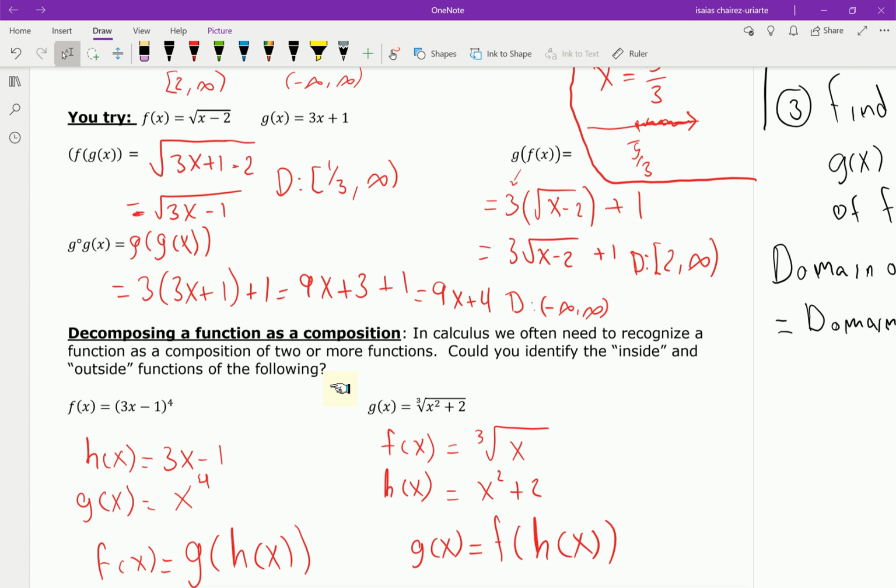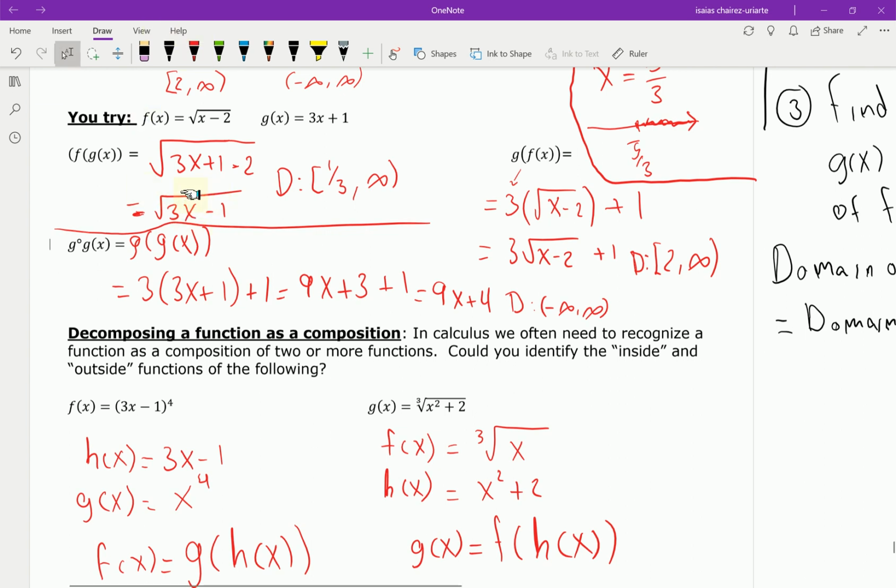All right, so let me compute f of g of x. I am plugging g into f. I'm looking at f, and anywhere I have x's, I'm going to replace them with g. So that x right there becomes 3x plus 1, so this is the square root of 3x plus 1 minus 2. 1 minus 2 is negative 1. That is my composition right there. Let me space it out here. So that is my composition.